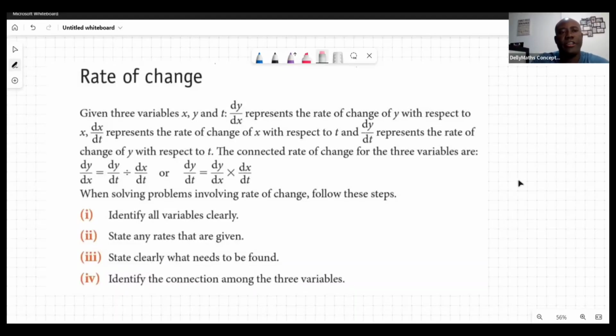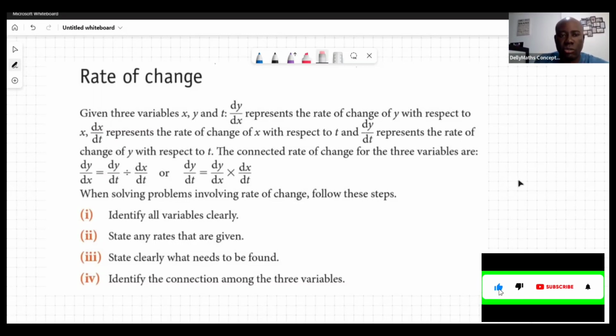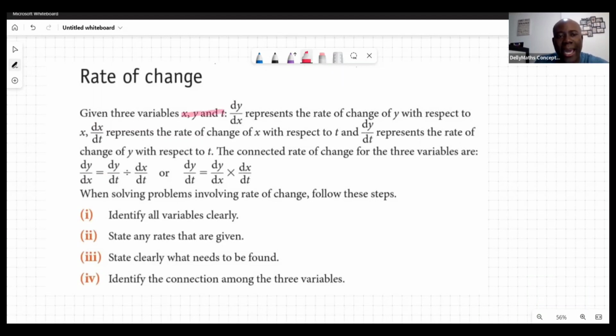We're looking at rate of change, more specifically known as connected rate of change. So here's a little note section. Given three variables x, y, and t, dy/dx represents the rate of change of y with respect to x, dx/dt represents the rate of change of x with respect to t, and dy/dt represents the rate of change of y with respect to t.